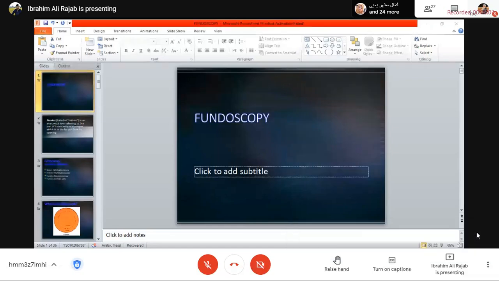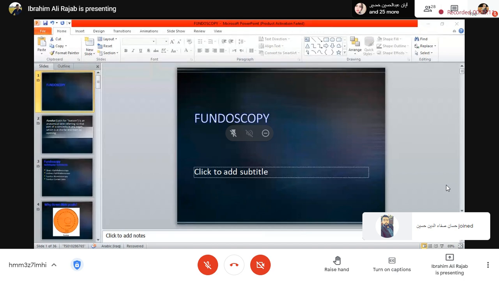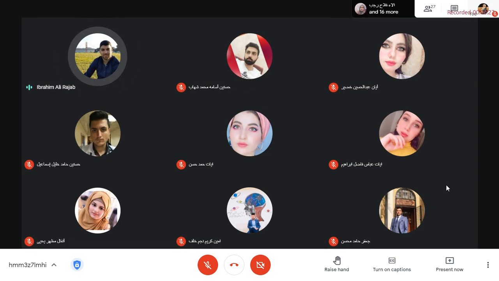Why do we perform fundoscopy in ophthalmology? Fundoscopy is the process; anything ending in -y means it is the procedure. It is the procedure to examine the fundus. So what is the fundus? Fundus is a Latin word meaning the bottom of any concave organ, and the bottom of the eye is called the fundus.